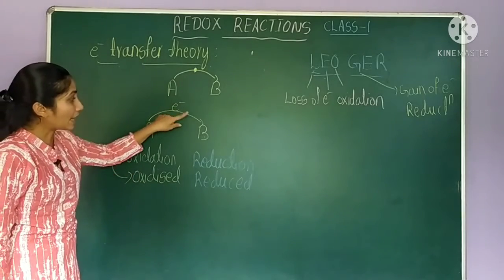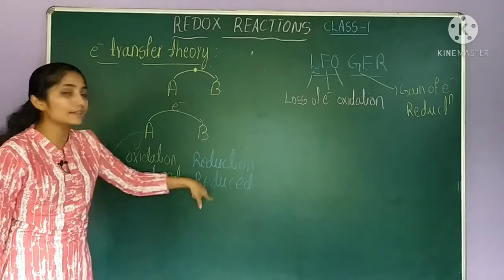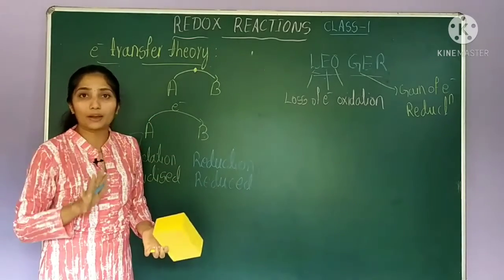See here, we are adding electron to B, but we are saying it is reduced. Reduced means to decrease.